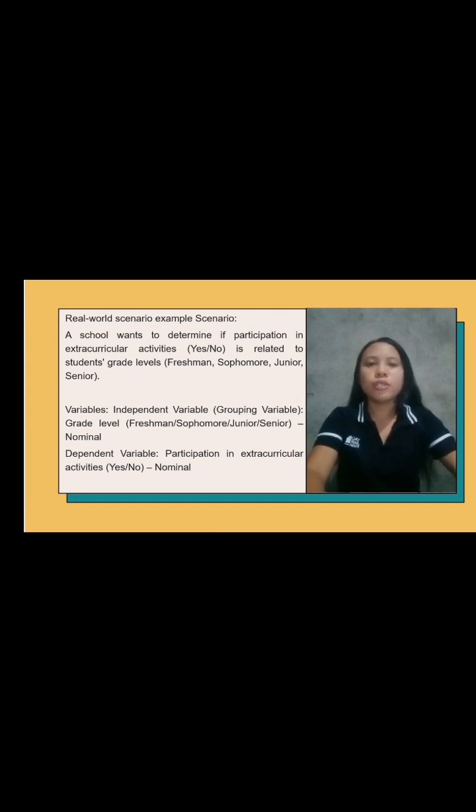Scenario: A school wants to determine if participation in extracurricular activities, yes or no, is related to student grade level: freshman, sophomore, junior, senior. Variables. Independent variable, grouping variable: grade level, freshman, sophomore, junior, senior, nominal. Dependent variable: participation in extracurricular activities, yes or no, nominal.